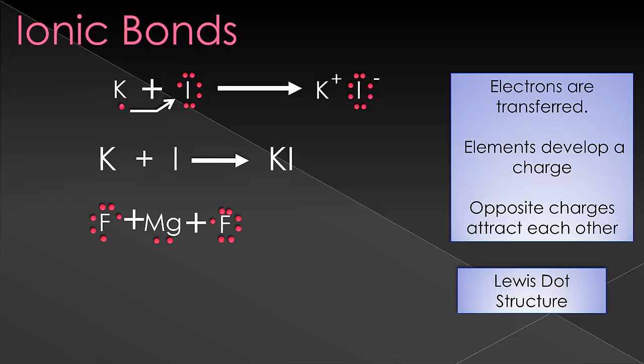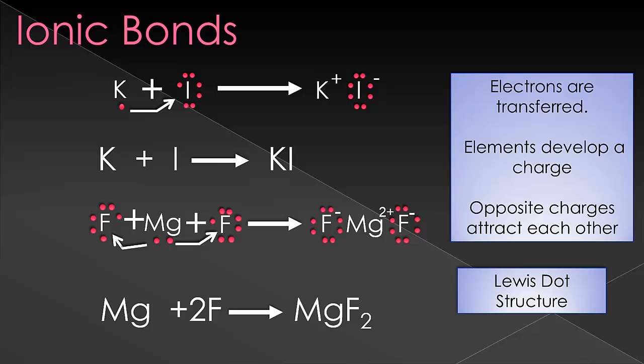Let's look at magnesium fluoride now. Magnesium has 2 electrons in its outside shell, and fluorine has 7. So magnesium would like to give up 2 electrons. However, it can't give them both to fluorine, since fluorine only has room for 1 more electron. Therefore, the magnesium will need to bind to 2 fluorines so that it can give 1 electron to each. Giving the magnesium a +2 charge and each fluorine a -1 charge.